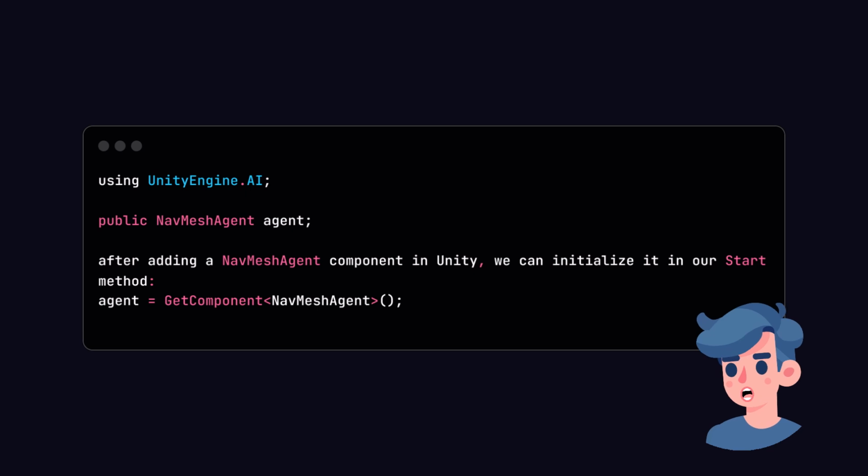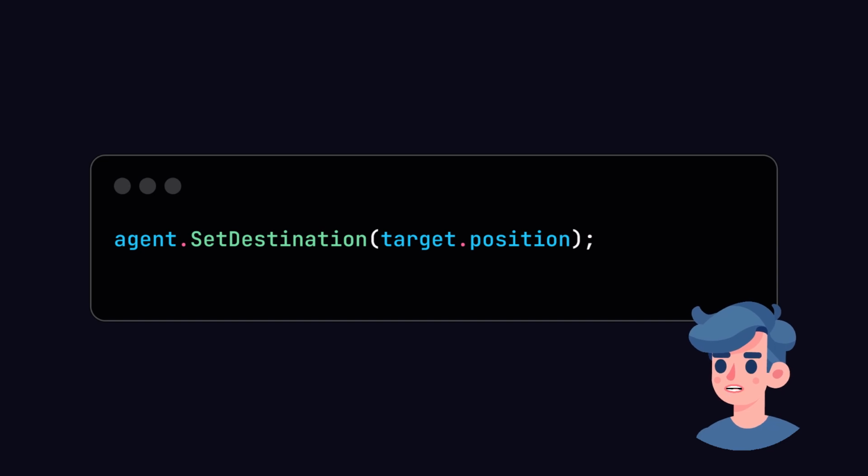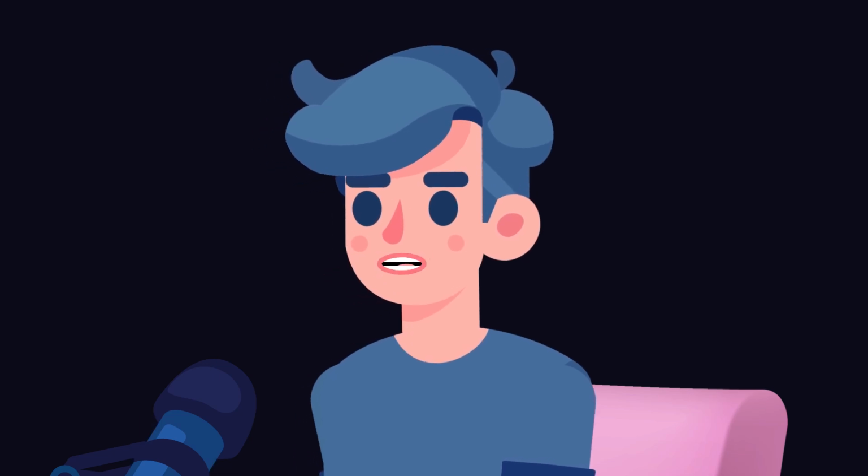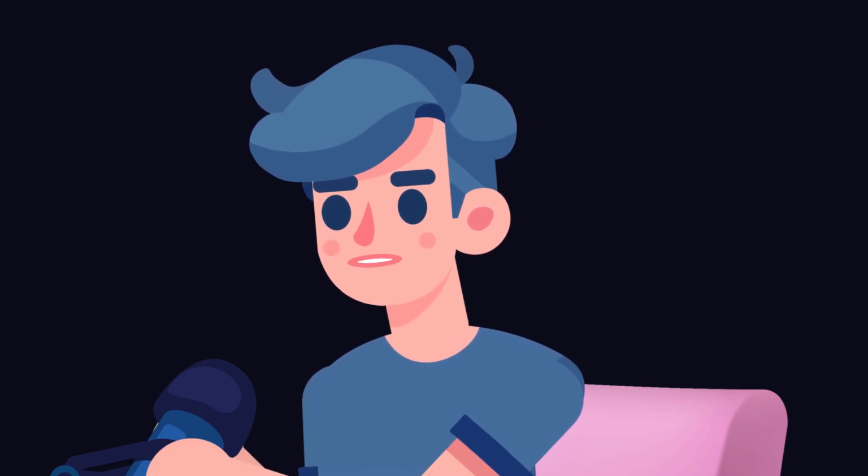We will use Unity's NavMesh system to enable our NPCs to navigate the environment. We can set a destination for our NPC using the NavMesh agent like this. With this setup, our NPC can dynamically navigate the game world, avoiding obstacles along the way.